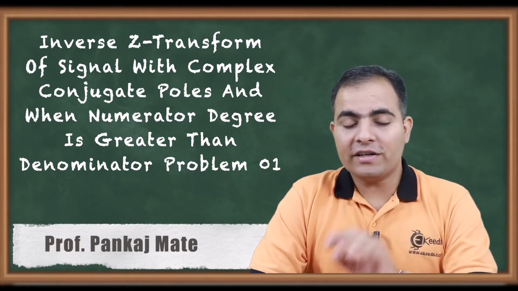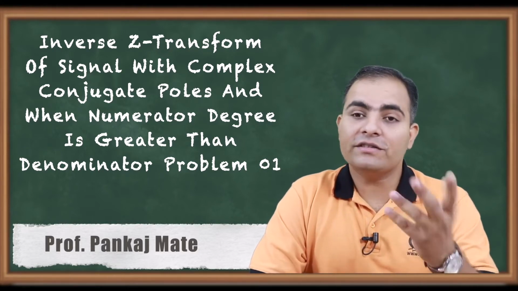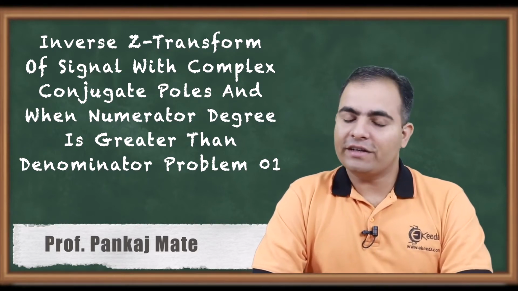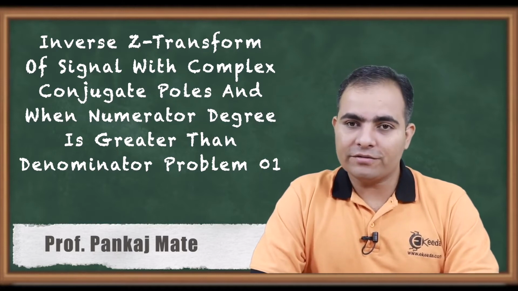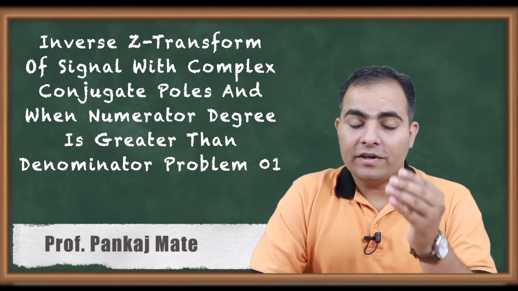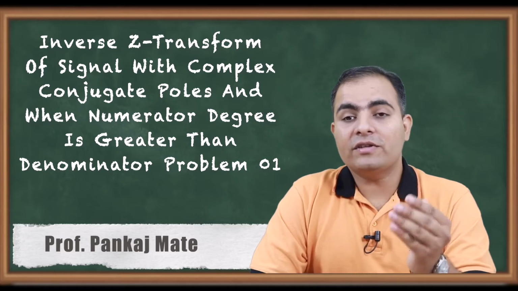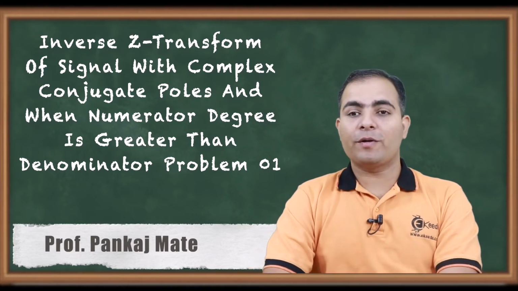So first three numericals are based on complex conjugate poles and next three are based on when numerator degree is greater than denominator. Now we will start the first one in which we are going to study a signal with complex conjugate poles. Problem number one.